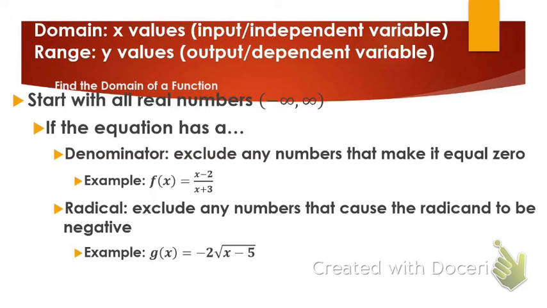The first red light is a denominator. If you have an x in your denominator. So for example, if you see a denominator, but not just a denominator, it has to be an x in your denominator. So if you have y equals x over 4, that equation would have a domain of all real numbers.